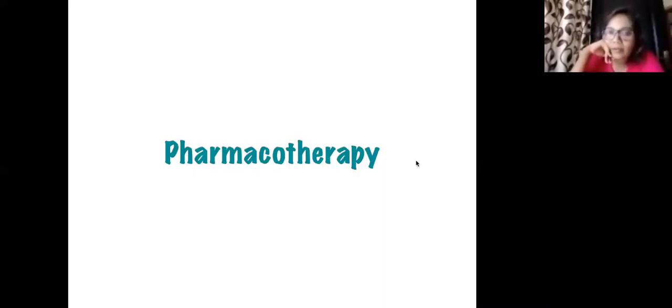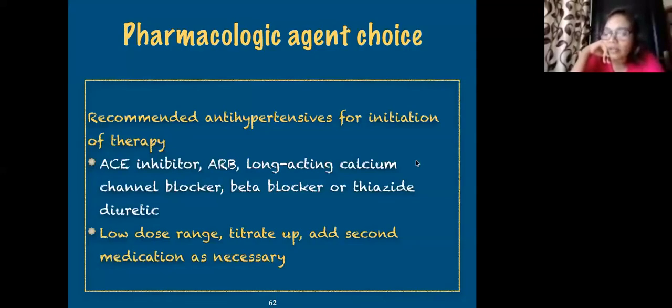Now coming to pharmacotherapy. So the first line pharmacotherapy agents which are recommended include either an ACE inhibitor or an angiotensin receptor blocker, which you use mostly when ACE inhibitor is not tolerated. You can use long-acting calcium channel blockers. You can use beta blockers or thiazide diuretics, depending on your clinical situation. Any of these can be used as a primary medication. You can start at a low dose range and titrate up as required. You can add a secondary medication if required, if your single drug is not controlling your blood pressure.